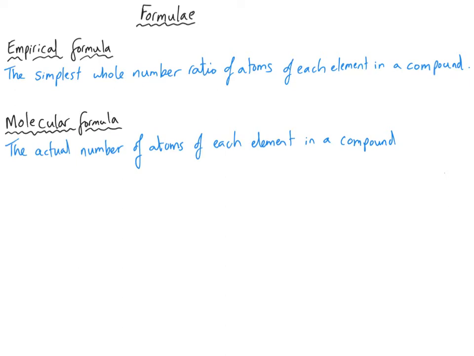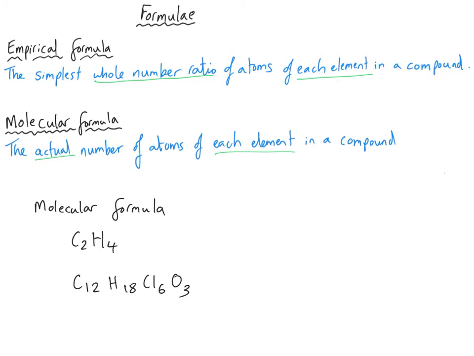Now, the empirical formula is the simplest whole number ratio of atoms of each element in a compound. And I have seen this be a 2-mark question in exams. And the molecular formula is the actual number of atoms of each element in a compound. So their definitions are really similar. It's just that the empirical formula might sometimes be a reduced version of the molecular formula.